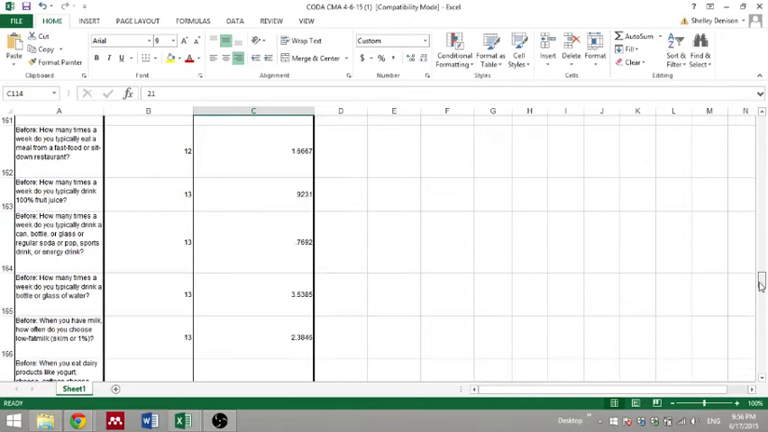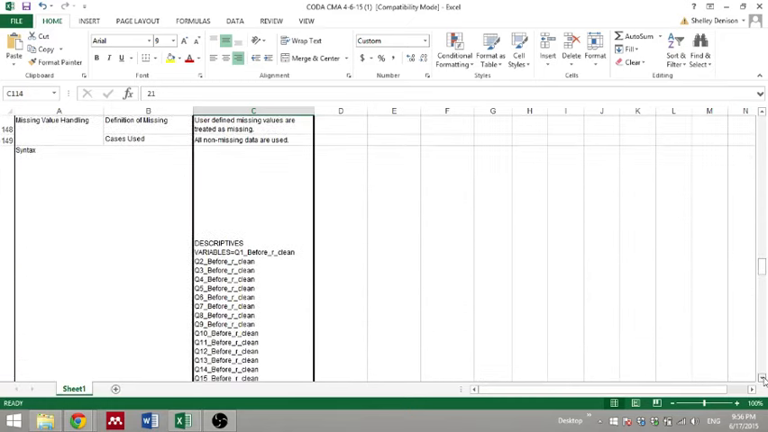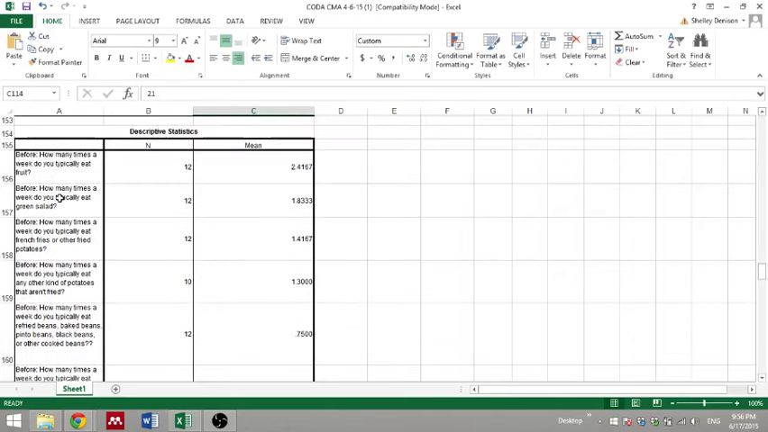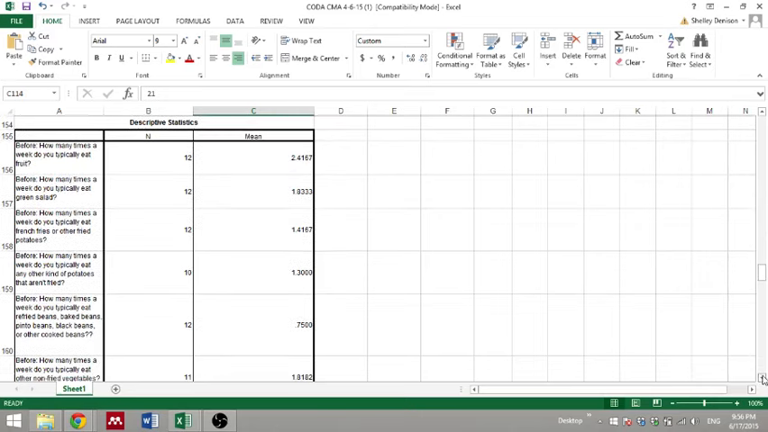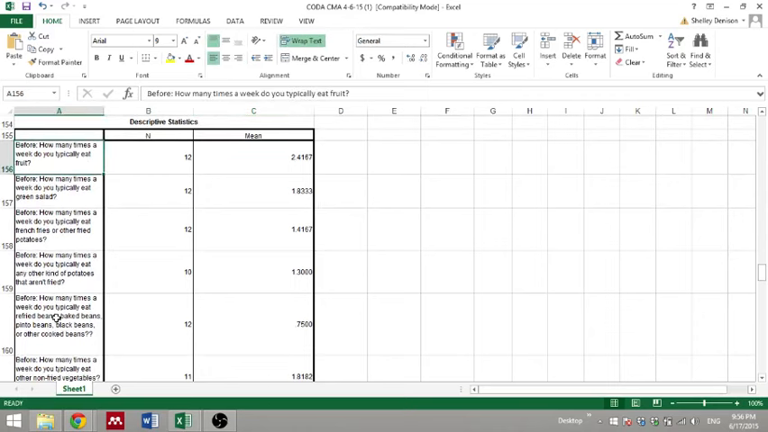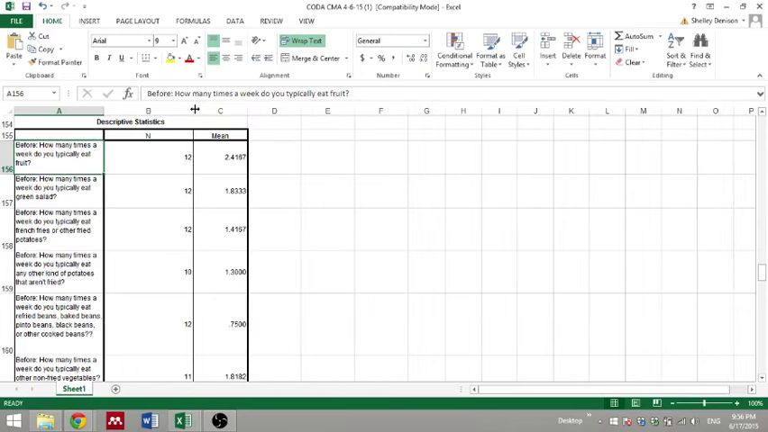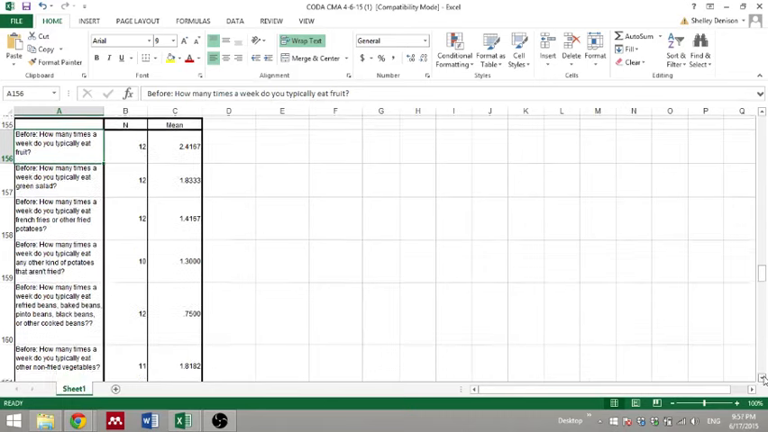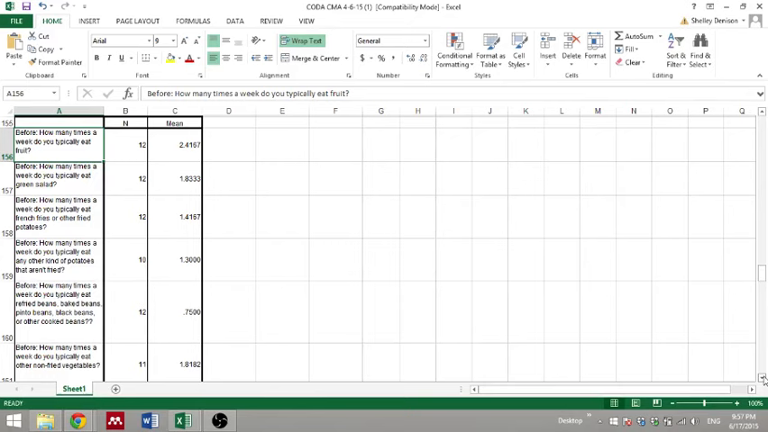So the next section, you're going to skip all this. This is just telling you what is in here. Next are the descriptive statistics, so the actual answers to these survey questions. So you'll see that we have the before, the N, and the mean. I always just make these a little bit smaller so it's easier to figure out what I'm doing. And then after it goes through all the before questions, we get to the after questions.